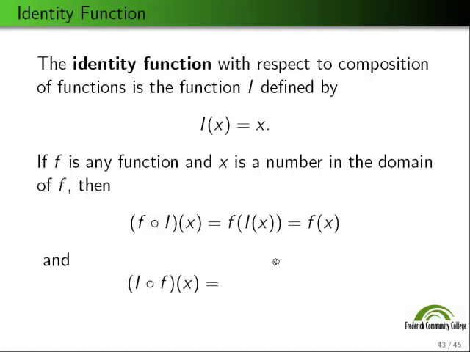In the other direction, we have the function I of x equals x, and we're composing with an arbitrary function f, so we're plugging f of x into I. But here I says whatever is inside of me, spit it back out. So it's simply f of x. And this is why we call the function I of x equals x the identity function, because when you compose with it, it doesn't change the thing that you're composing it with. f composed with I is f. I composed with f is f.